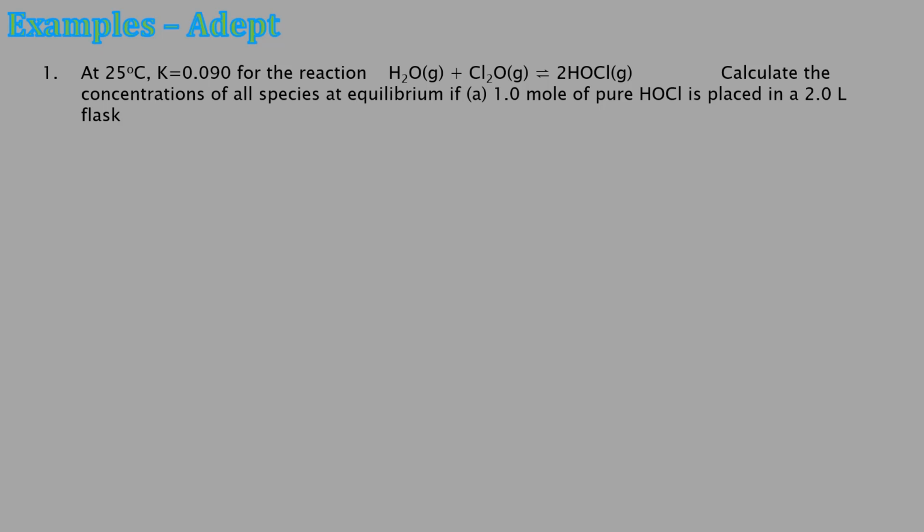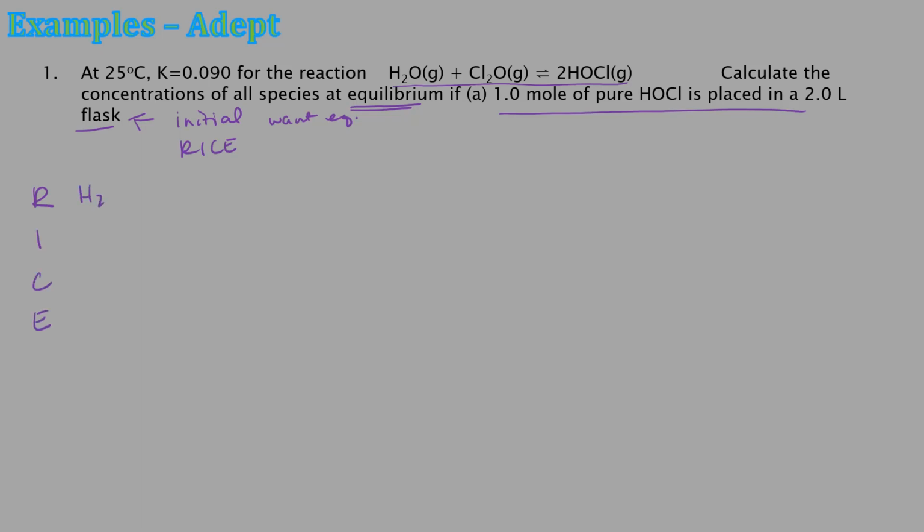let's try another one. So I have the reaction given to me here, and we want to calculate the concentration of all species at equilibrium if we have 1 mole of pure hypochlorous acid in a 2-liter flask. So I have this is initial because I'm placing it in the flask. So I have initial and I want equilibrium. So that means I have to use a RICE table. RICE: reaction, initial, change, equilibrium.